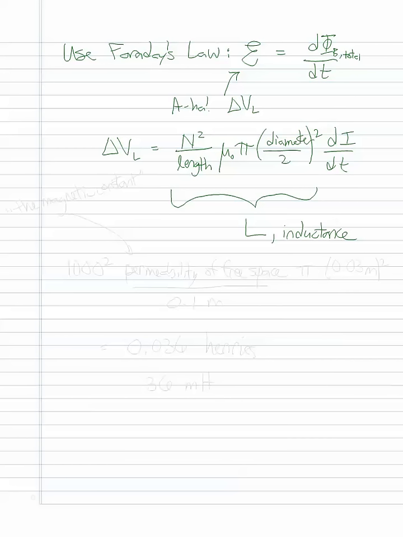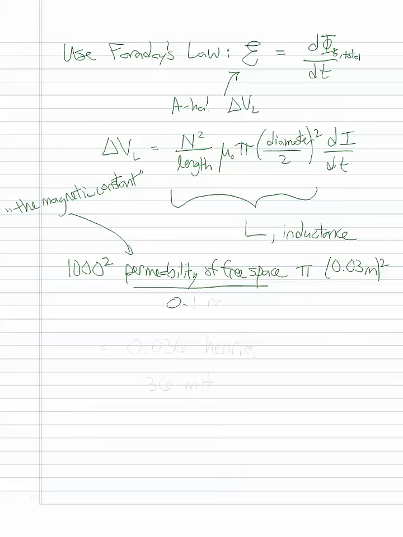So if I plug all these numbers into Google Calculator, 1,000 squared times, I called it the permeability of free space. Google actually calls this the magnetic constant, which I've never really heard before, but that's okay. Times pi times 0.03 meters squared divided by 0.1 meters. You should actually try this and see what you get.